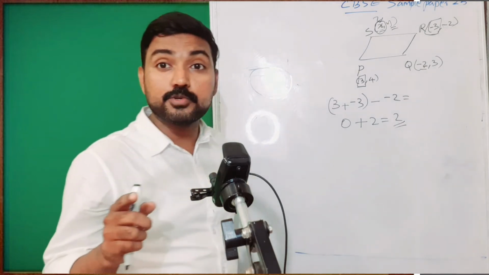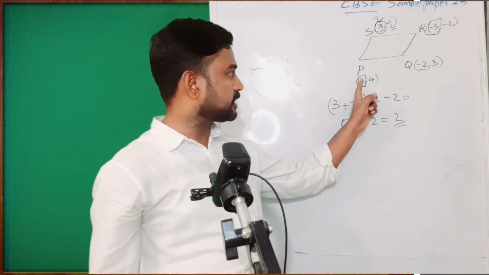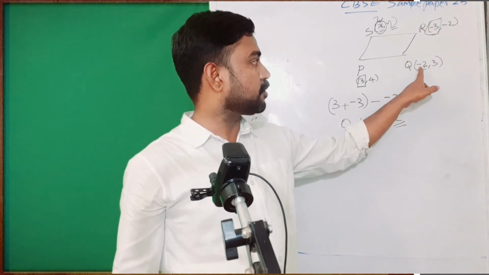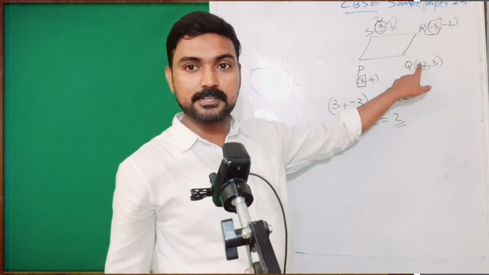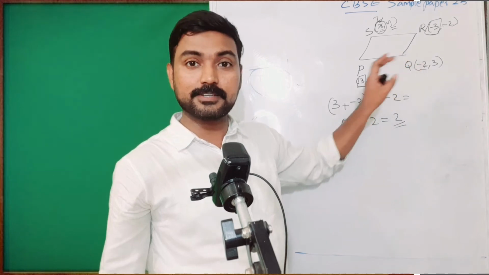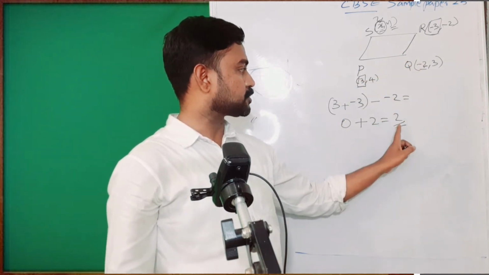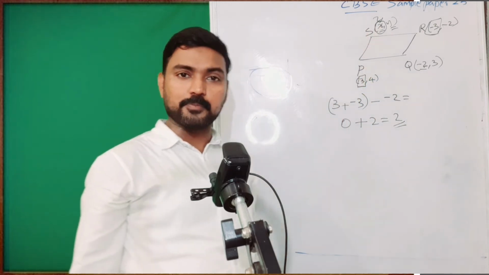What is the idea we used? Very easy. Just add 3 and minus 3, that is 0. Then subtract the last x value. Already one negative symbol is there, so minus of minus 2 means it will be plus 2. So the x value here is 2.